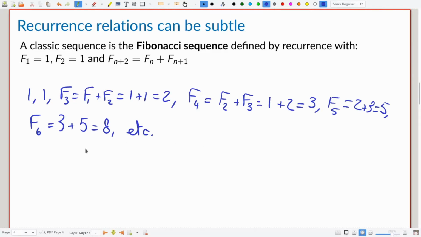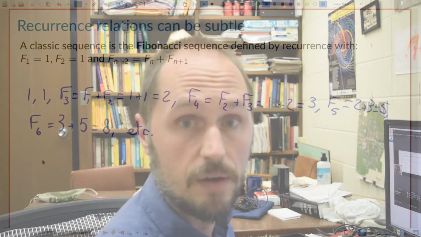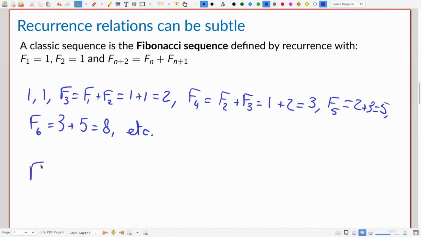Okay, so then this is an example of a quite complicated recurrence relation. And there is a formula. There is a formula for the Fibonacci numbers, but it's not at all an obvious formula. And so the formula for Fn is not obvious.